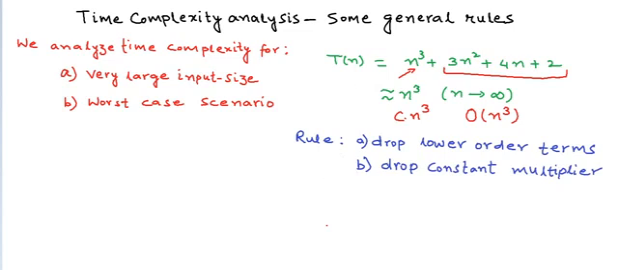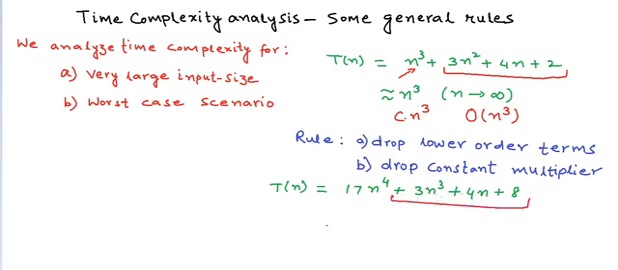For example, say if T(n) is equal to 17n^4 plus 3n^3 plus 4n plus 8, then you first need to drop the lower order terms and just keep the highest power, which is n to the power 4, and then you also need to drop this constant multiplier 17. So this will be big O of n to the power 4.